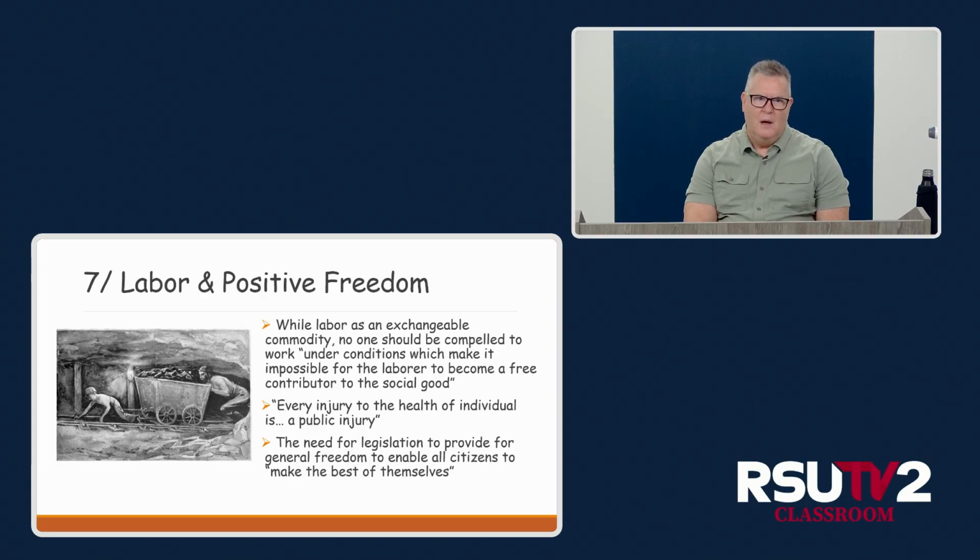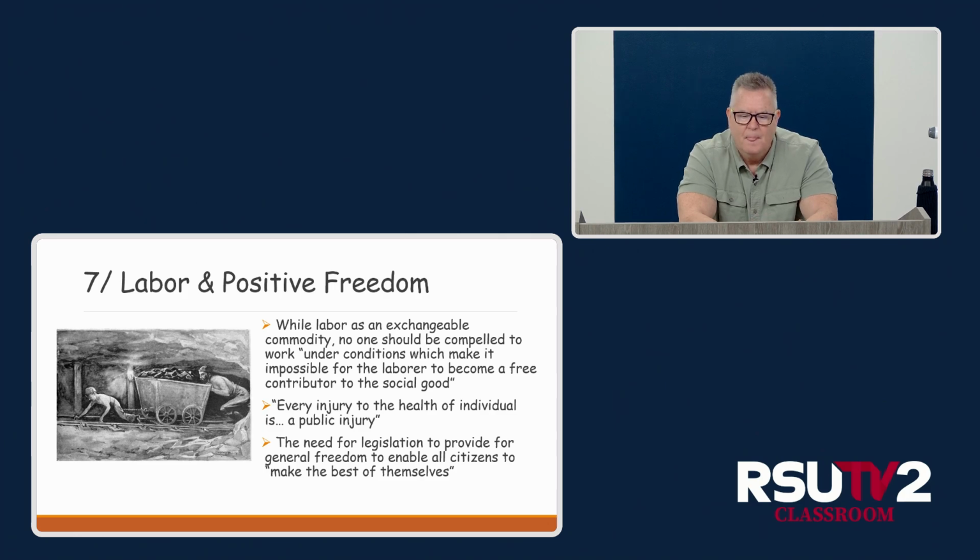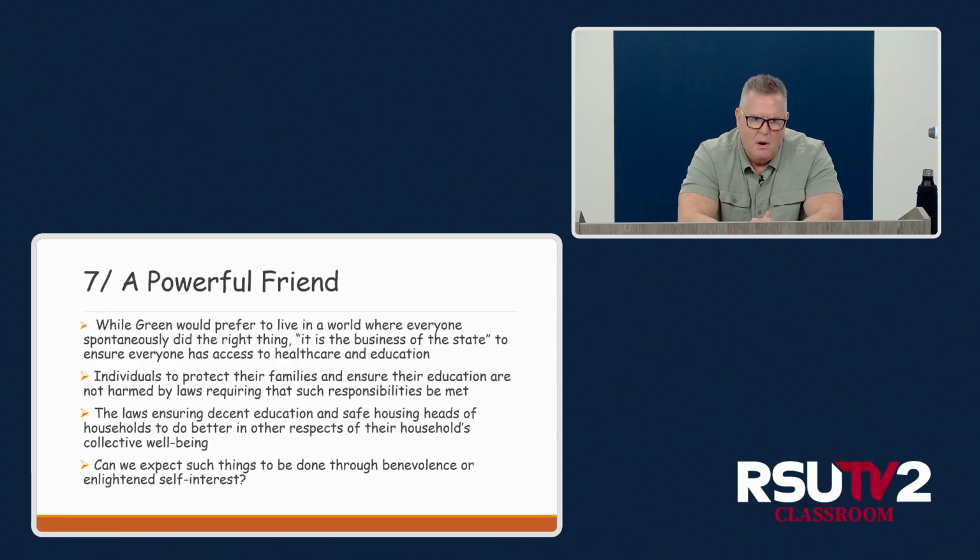We have a culture that really exaggerates personal achievement and personal merit and things like that. But nevertheless, it's an argument that we are social creatures. We do have social obligations to one another, at least from Green's perspective. So Green would basically make the argument that government should act as a powerful friend, which again is a classic 19th century way of looking at things. So while Green would prefer to live in a world where everyone spontaneously did the right thing, it is the business of the state to ensure everyone has access to things like health care and education.